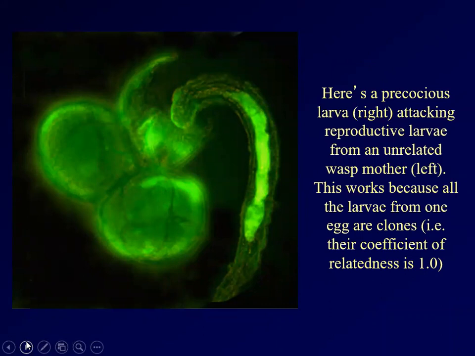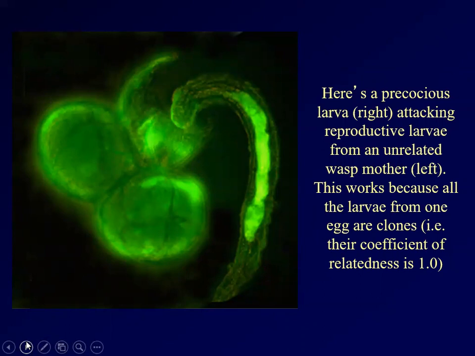So on the right, that's a precocious larva that's attacking reproductive larvae from an unrelated wasp mother. Those unrelated larvae have been stained green, and you can see the gut of the precocious larva is full of bright green. That's the flesh of the reproductive larvae that it's eating. This bright green crescent right there, that's its gut, packed full of the flesh of its enemies. Biology is just so metal sometimes.